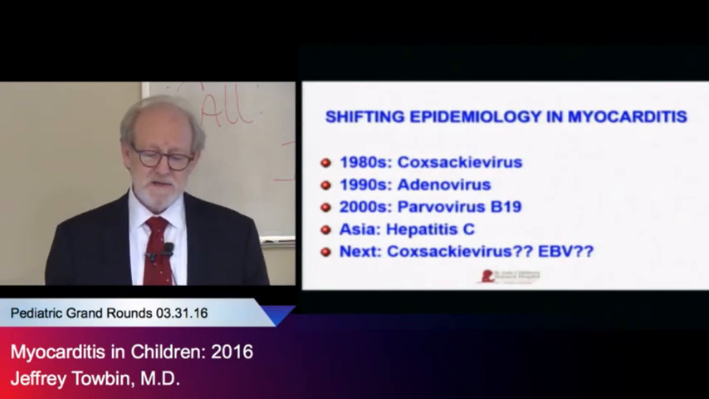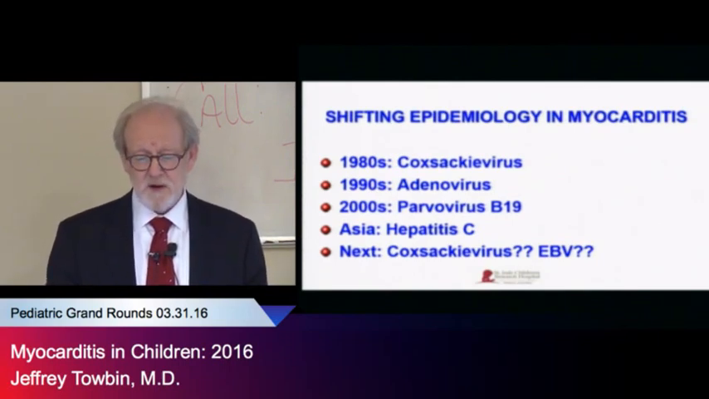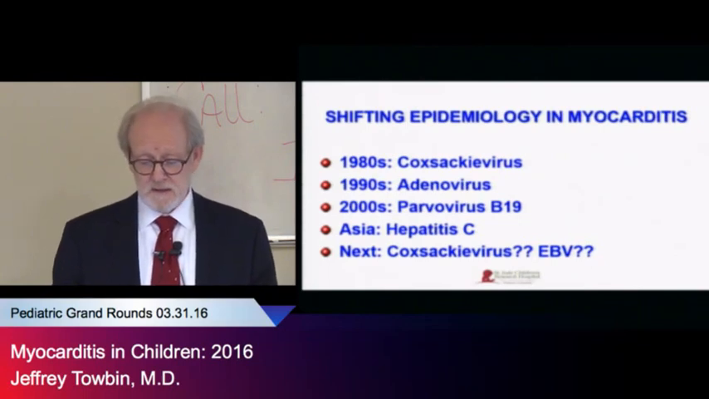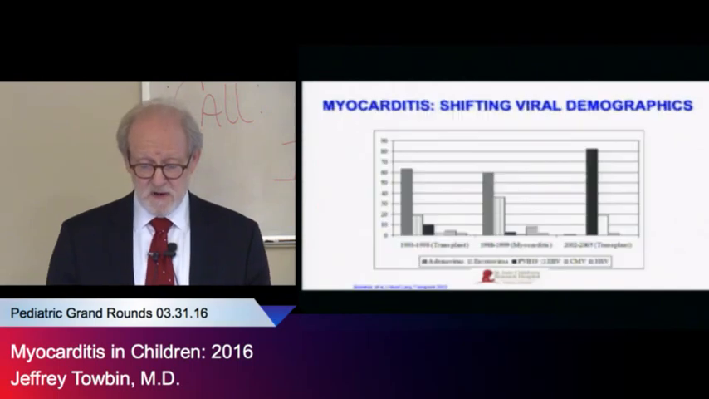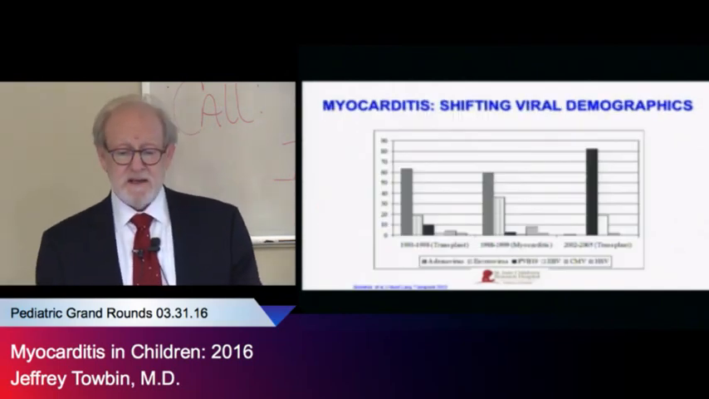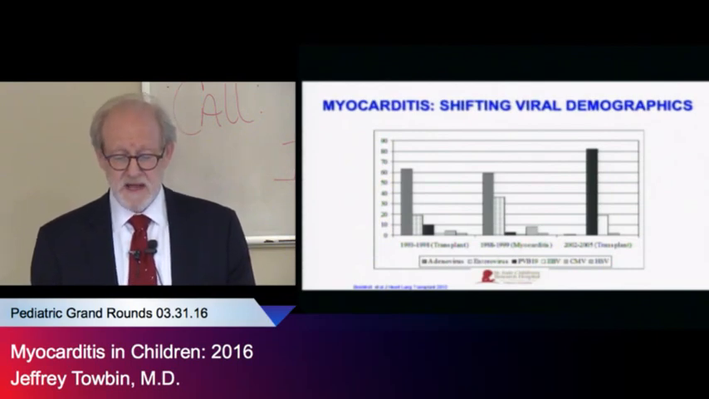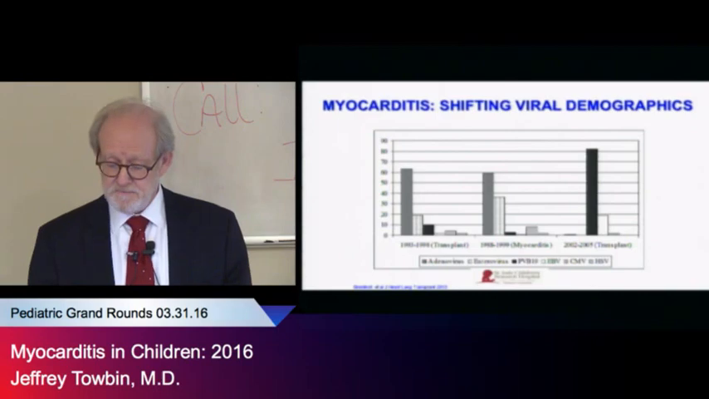So in the 80s, as I mentioned, Coxsackie virus, in the 90s, parvo, in the 2000s, adenovirus, and then parvo. In Asia, for the last 25 years, hepatitis C has been considered a major player, and then Coxsackie and EBV have come on strong in the last few years. And this just demonstrates the changes, adenovirus here, enterovirus, and parvo here, and you can see the changes over the 10-year period.